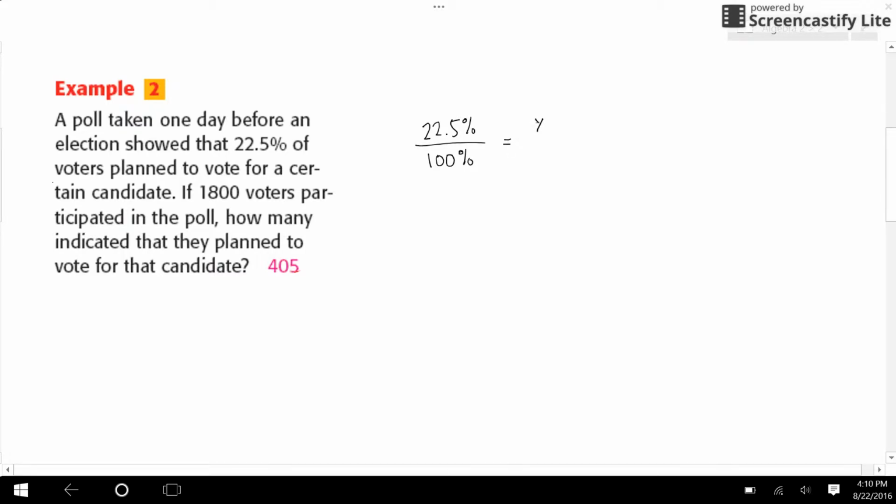Well, I don't know how many are going to vote for this candidate, but I do know the total is 1,800. So maybe you can see that the top, all the numerators, represent how many people vote for a certain candidate, where the denominators represent the totals of those things. 100% would be the total percentage, and 1,800 would be the total of people we talk to. So now we cross multiply and solve.